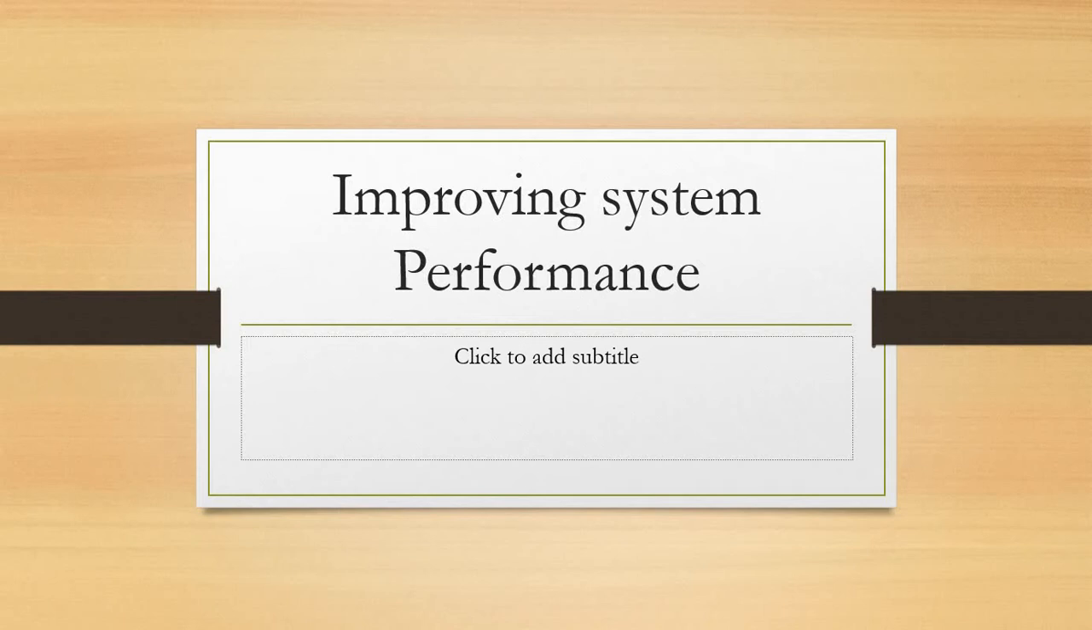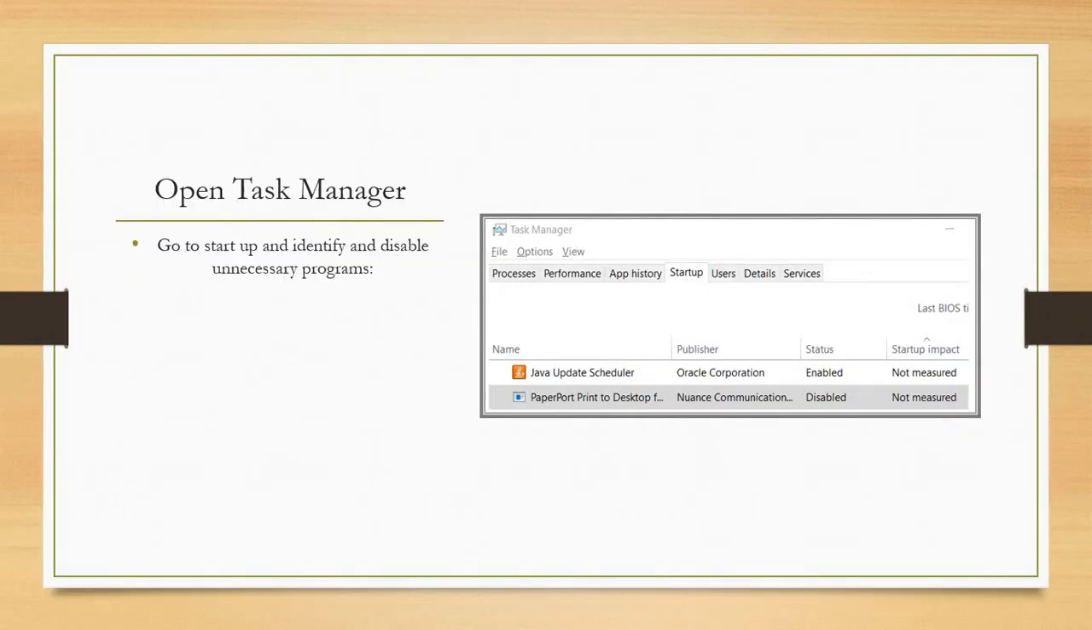Okay, so the first thing you can do is open the Task Manager, go to Startup, and identify and disable unnecessary programs. When you open Task Manager, you will see a window like this, with different tabs like Processes, Performance, App history, Startup. Go to Startup, and under Startup you will find things like Status, Enabled, Disabled. Here you can identify the programs which you don't need. Those programs you can just disable, like I did. Click on them and it will give you the option to disable. You can disable from this side. So this is the first step which you should do in order to improve your system performance.